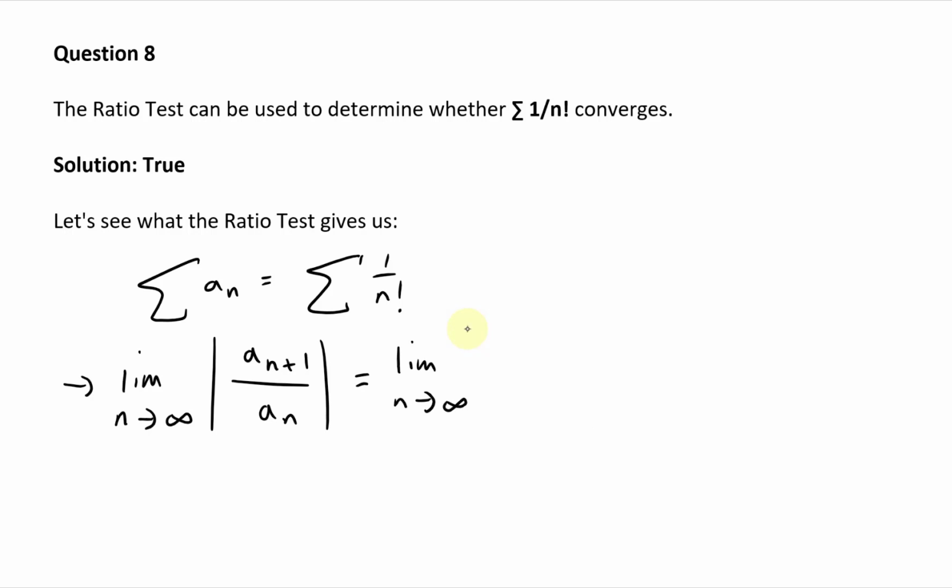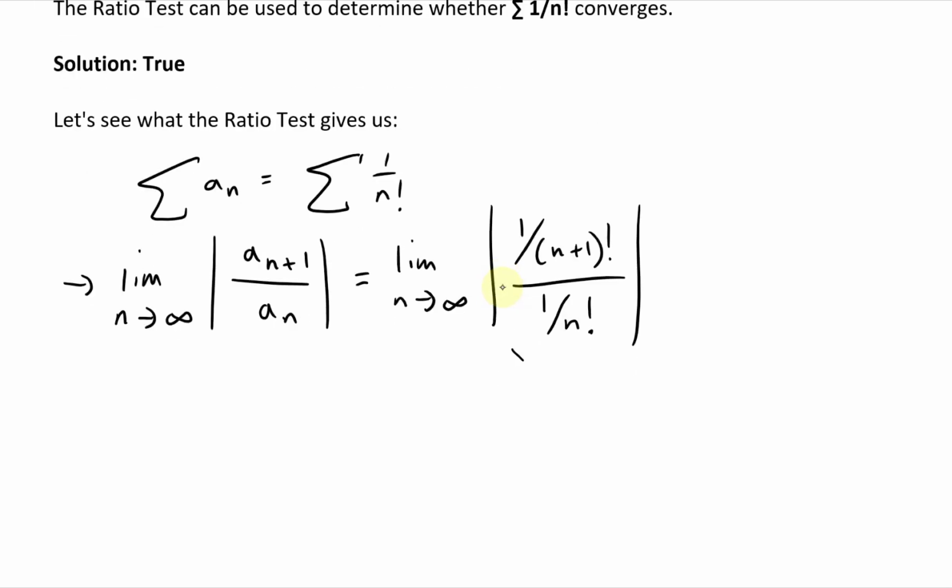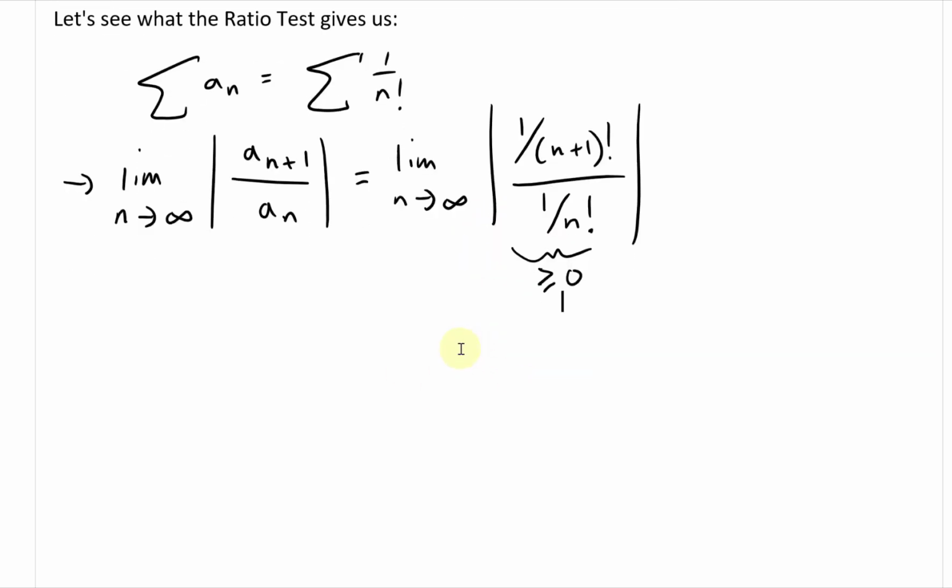And then the top one will have 1 over (n plus 1) factorial divided by 1 over n factorial. Once again, everything inside is greater than or equal to 0, so it's always positive, and we can remove the absolute values. So this equals the limit as n approaches infinity of, notice this part right here, this one goes on top, and this will just be n factorial over (n plus 1) factorial.